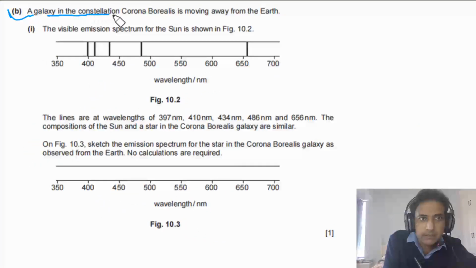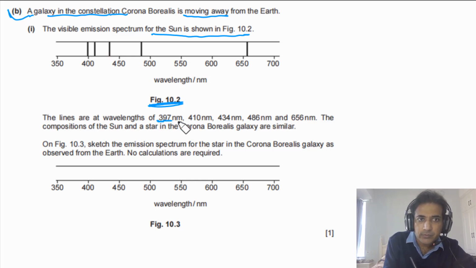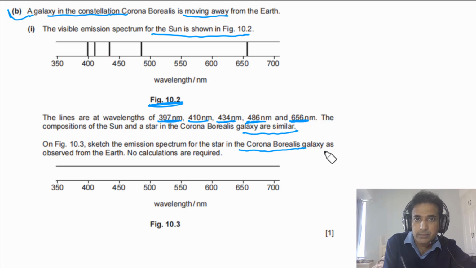Part B says a galaxy in the constellation Corona Borealis is moving away from the Earth. The visible emission spectrum for the Sun is shown in figure 10.2. The lines are at wavelengths of 397, 410, 434, 486 and 656 nanometers. The compositions of the Sun and a star in the Corona Borealis galaxy are similar. On figure 10.3, sketch the emission spectrum for the star in the Corona Borealis galaxy as observed from the Earth. No calculations are required. Sketch the emission spectrum. Means these lines simply you need to sketch.